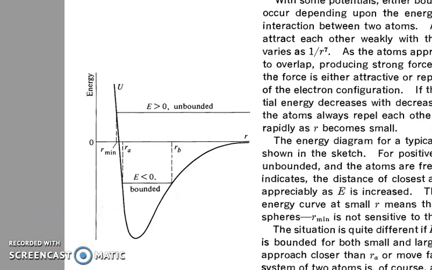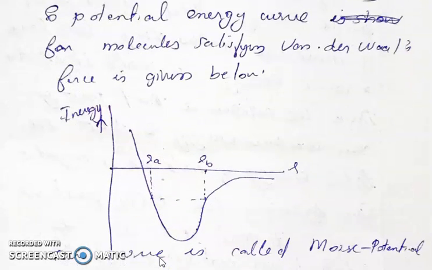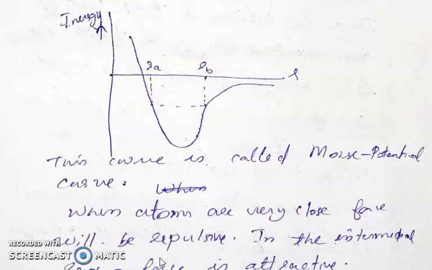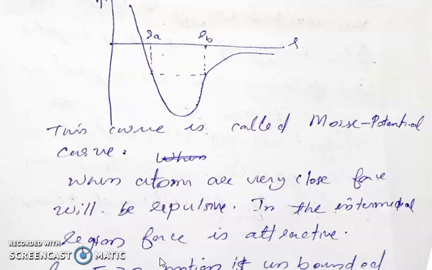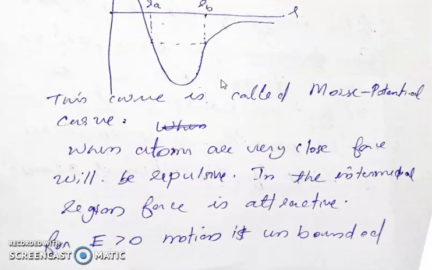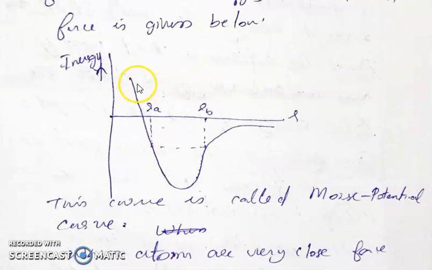Let us move into our topic itself. This curve is called the Morse potential energy curve. When atoms are very close, the force will be repulsive. In the intermediate region, Ra to Rb, which is what we will be discussing, the force will be attractive. If E is greater than 0, the motion is unbound. That condition we wrote here. This is for positive potential energy.